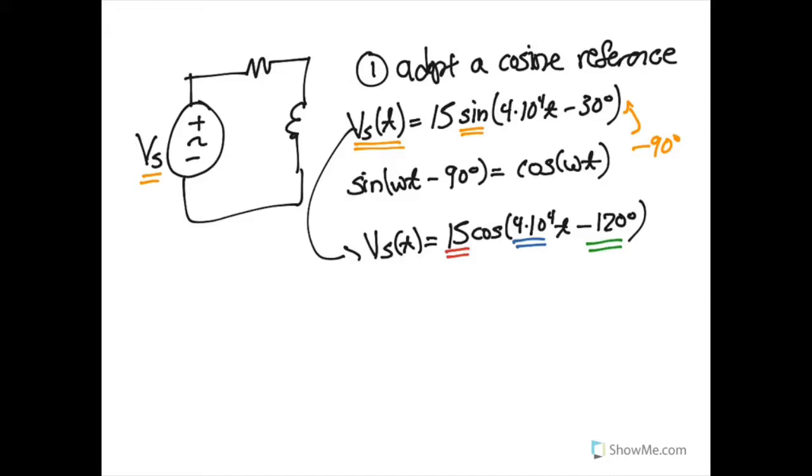Now, as part of adopting the cosine reference, we want to transform this circuit into its phasor representation. And as we've seen in the previous videos, we can transform this source here into the phasor representation by pulling down the amplitude, e to the j, and then we'll pull over our phase, which will be negative 120 degrees.